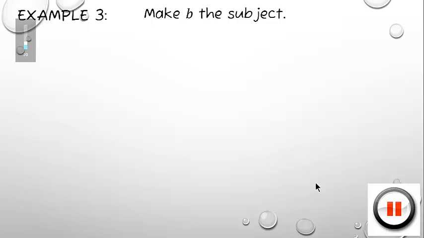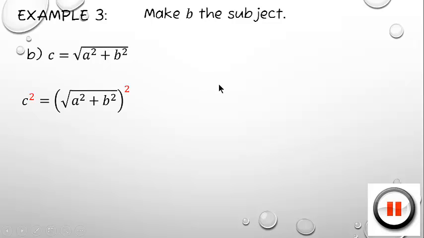Example 3. Make b the subject. We have c equals the square root of a squared plus b squared. Now, again, as per the last example, the b is not out by itself, so we can't get rid of it straight away. We have a square root sign here, so that's similar to brackets, and we need to get rid of those first. So the opposite of square rooting something is squaring something.